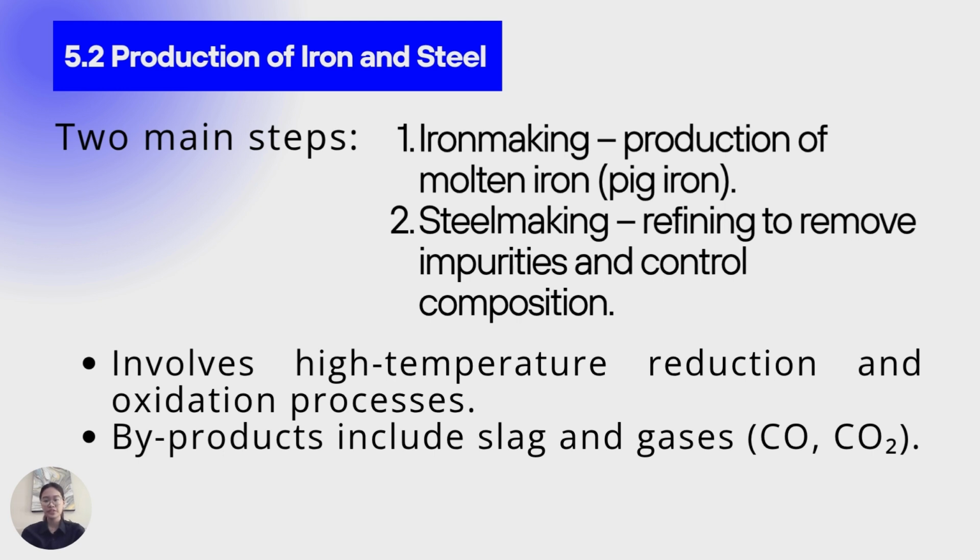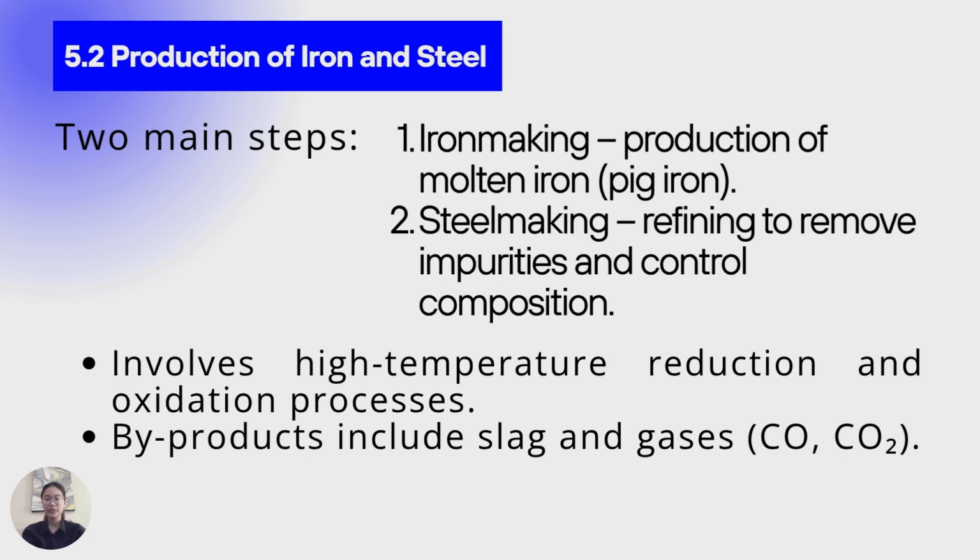The overall process starts with iron making, where the goal is to reduce iron oxide from the ore into molten iron, known as pig iron. This process typically takes place in a large vertical structure called the blast furnace, which operates continuously for years at a time. Once we have molten pig iron, we move to steel making, where the focus shifts from extraction to refinement.